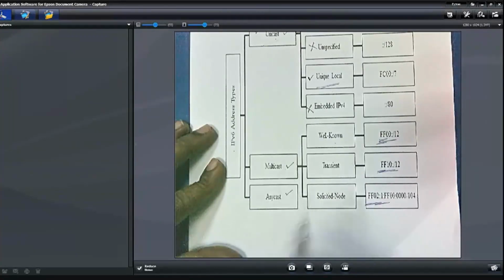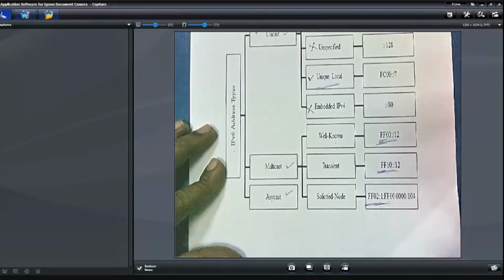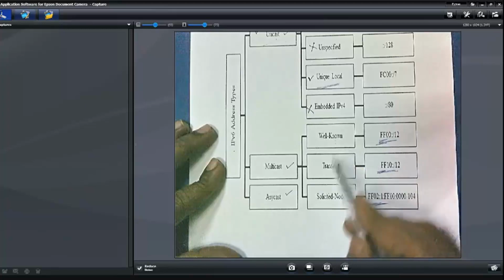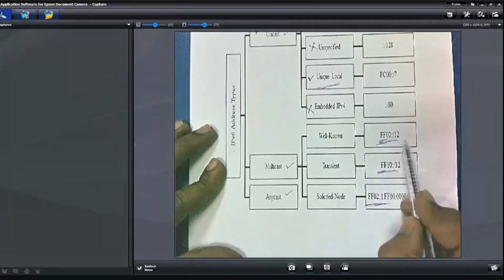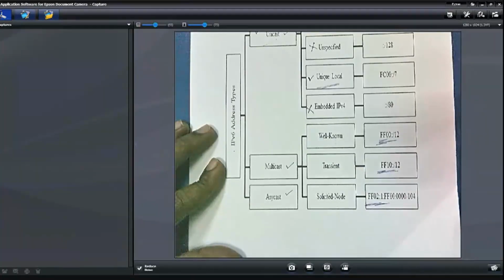Okay, that is the entire lecture. If they ask any questions about multicast, you can write that there are 3 different types available: well-known and transient, and so on. It will start like this. I'm covering the entire lecture now.